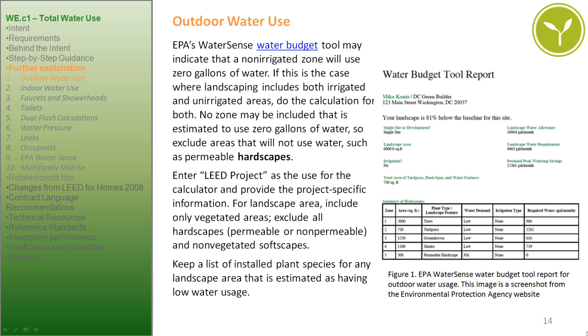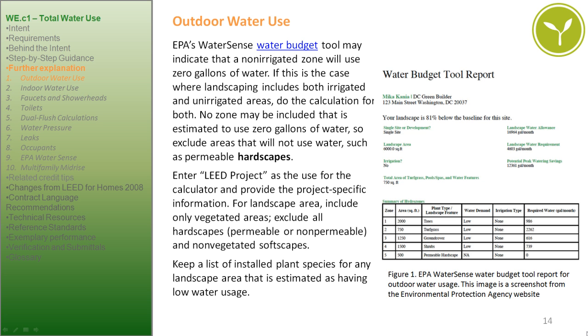Outdoor water use. EPA's WaterSense water budget tool may indicate that the non-irrigated zone will use 0 gallons of water. If this is the case, where landscaping includes both irrigated and unirrigated areas, do the calculation for both. No zone may be included that is estimated to use 0 gallons of water, so exclude areas that will not use water, such as permeable hardscapes.